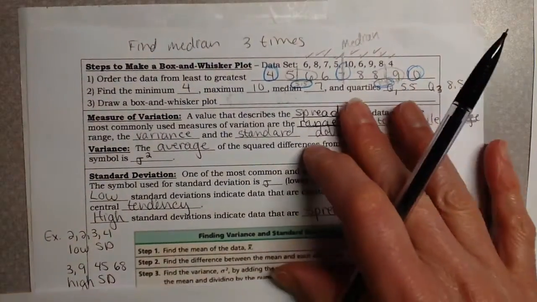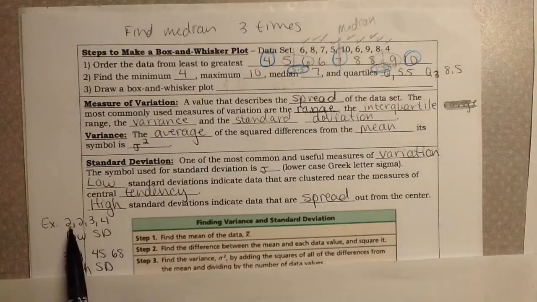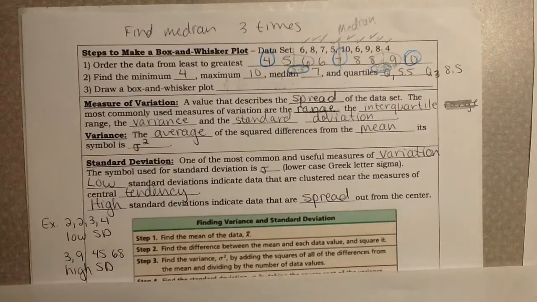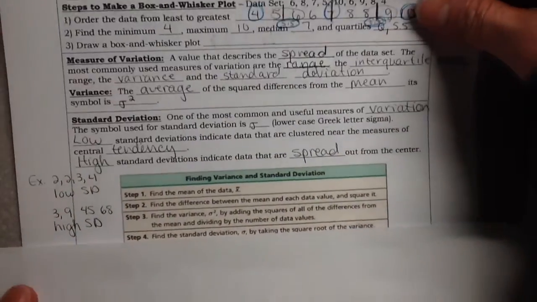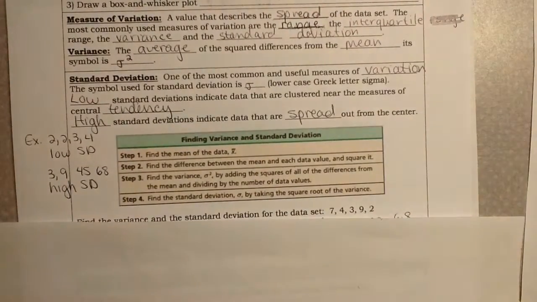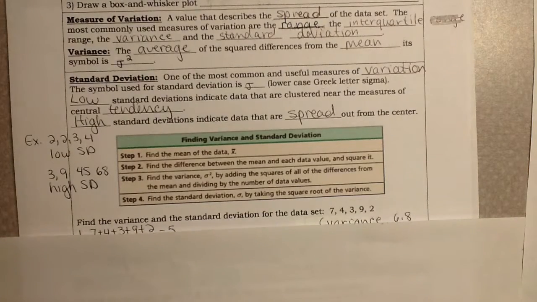Okay, so here are the steps, and I just kind of wrote off to the side here. Here's an example of a low standard deviation. Here's an example of a higher standard deviation. So here are the steps for finding standard deviation, and standard deviation is used in a lot of things, sciences, psychology. So we're going to use the data set 7, 4, 3, 9, and 2, and we're going to just do the steps to find the standard deviation.